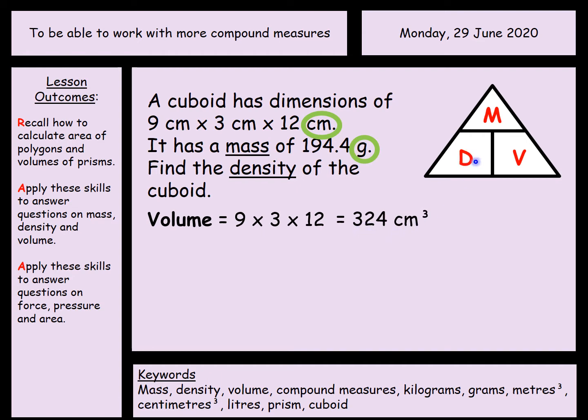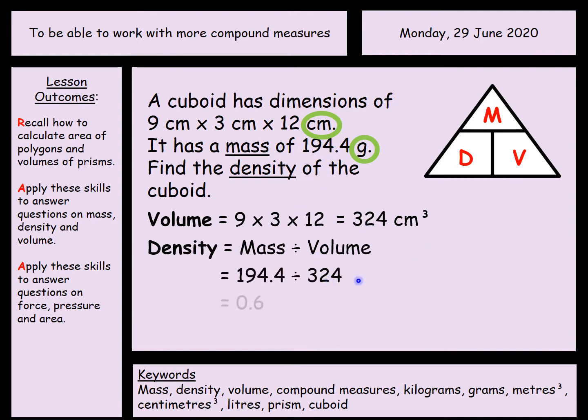And then from our density, mass, volume triangle, we're finding density, so we cover this one over, and we're going to do mass divided by volume. So we've got our mass, it tells us in the question, we've got the volume we've calculated, and we're going to get an answer. On our calculator, we get 0.6, and then we need to think about the units. Now, this was in grams, this was centimeters cubed. So my units are grams per centimeter cubed.